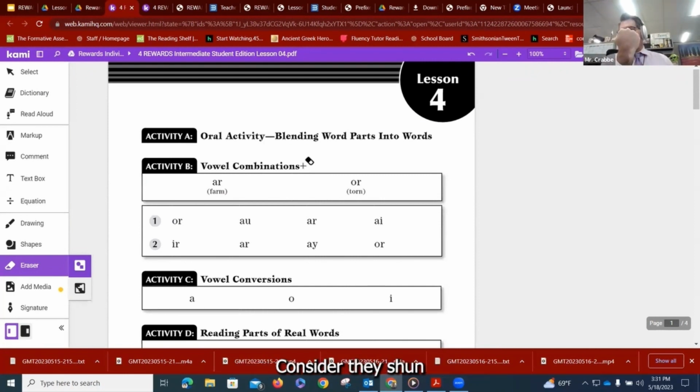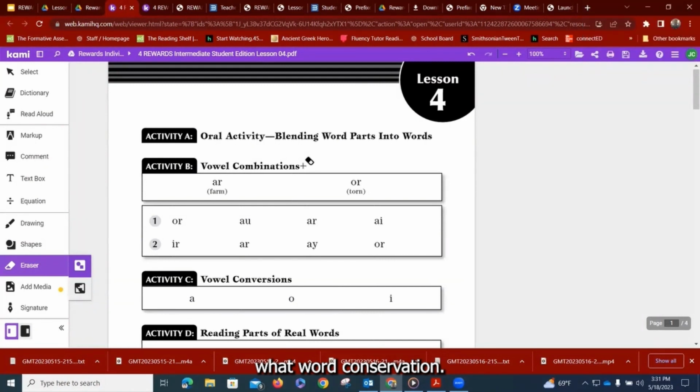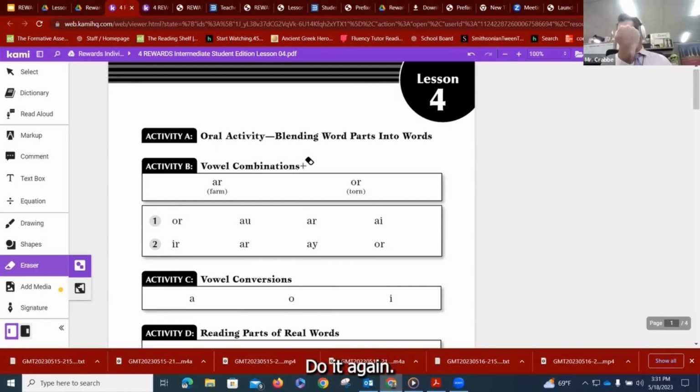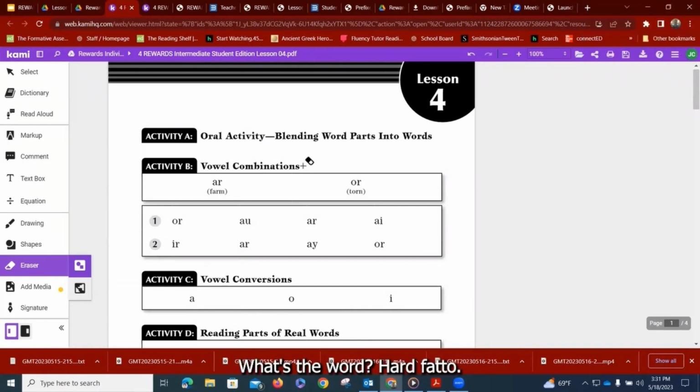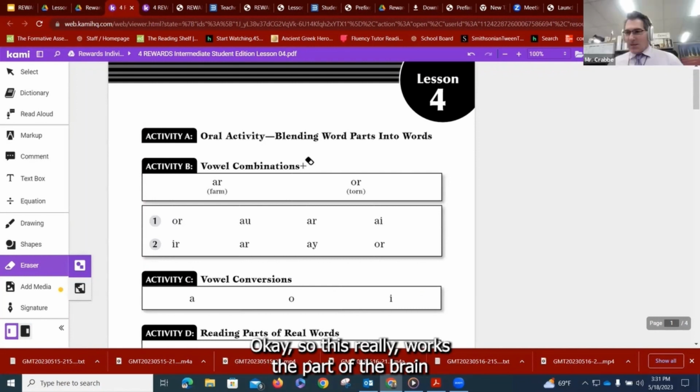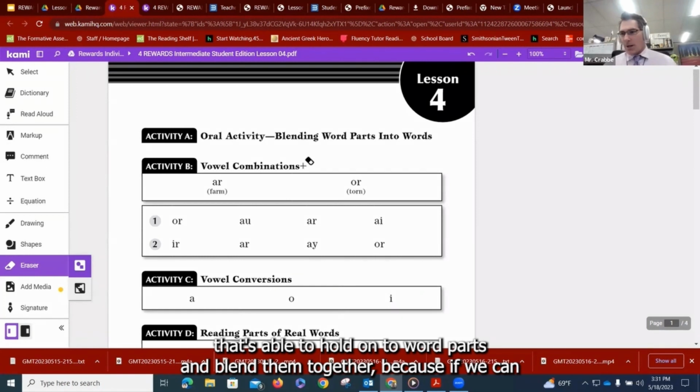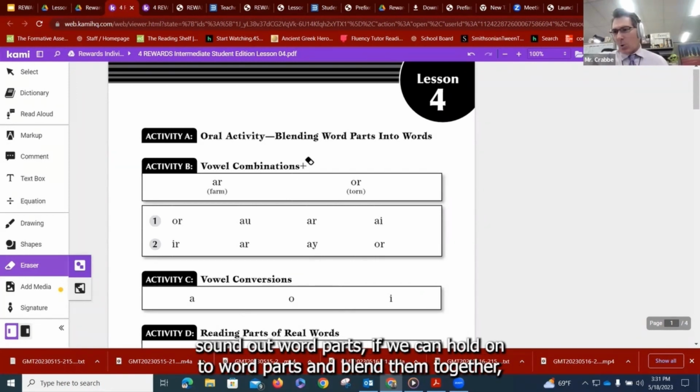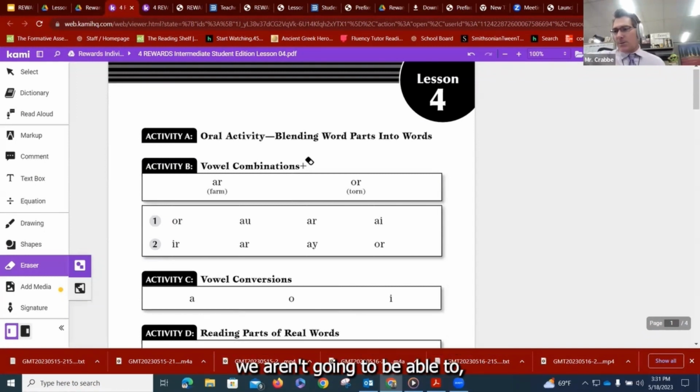Conservation. What word? Conservation. Very good. Let's do it again. Departmental. What's the word? Departmental. Okay, so this really works the part of the brain that's able to hold onto word parts and blend them together, because if we can't hold on to word parts and blend them together, we can't read the word.